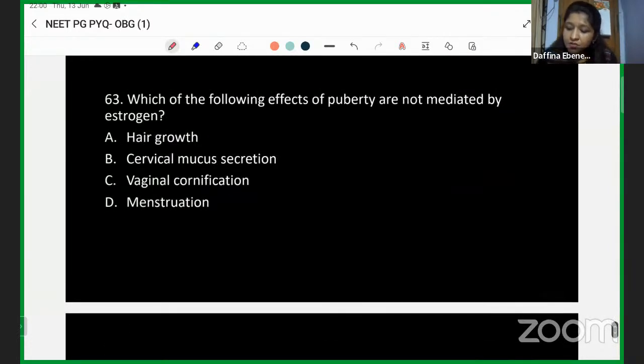Which of the following effects of puberty are not mediated by estrogen? Hair growth, cervical mucus secretion, vaginal cornification, and menstruation. The answer is hair growth. Pubarche is not mediated by estrogen. Okay, so the answer will be hair growth.